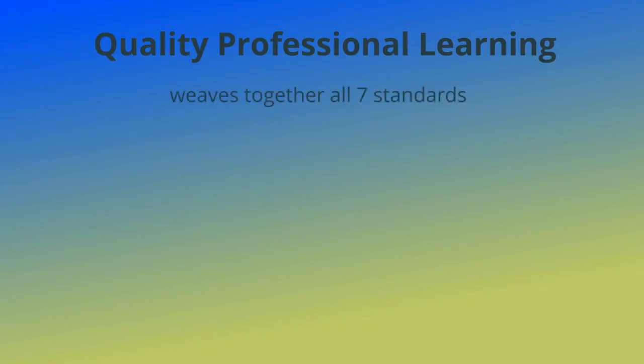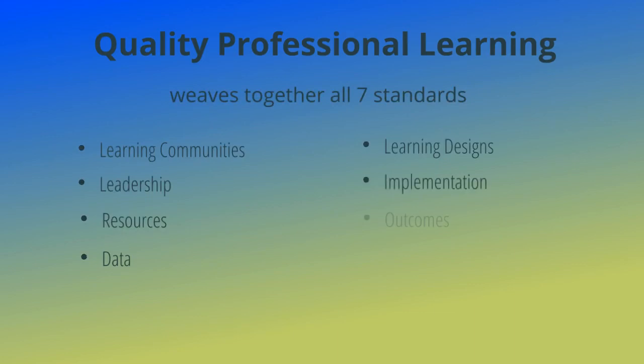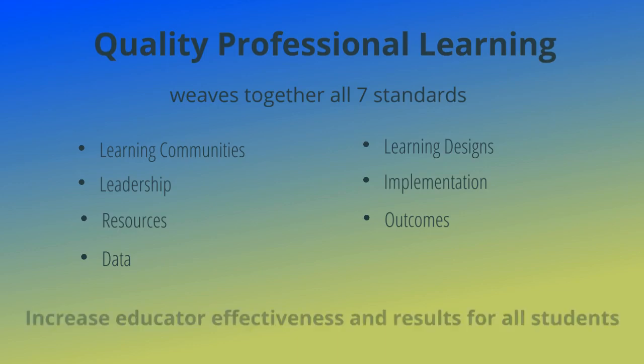Quality professional learning weaves together all 7 of these standards: learning communities, leadership, resources, data, learning designs, implementation, and outcomes. The learning that we engaged in is truly designed to increase educator effectiveness and results for all students. And as with any system, we are a work in progress. We need you to share your feedback following each dedicated day of professional learning in order to inform our next steps in learning so that we can more effectively design quality professional learning opportunities.